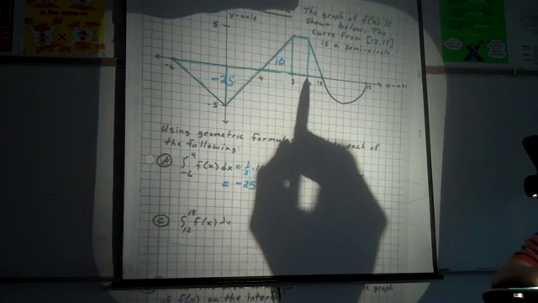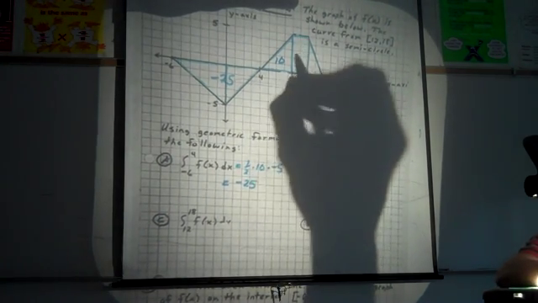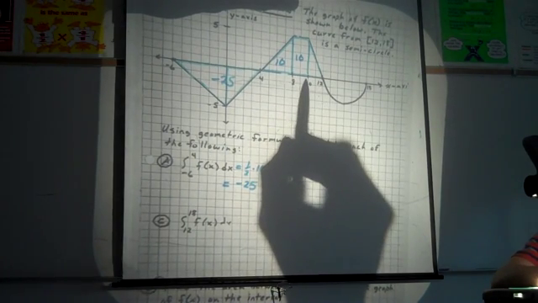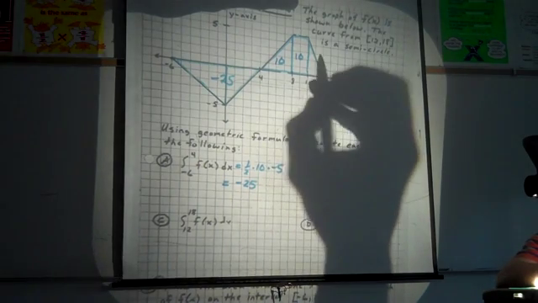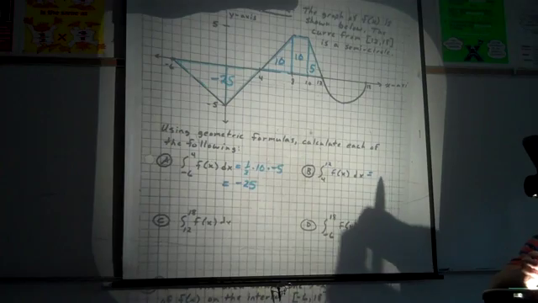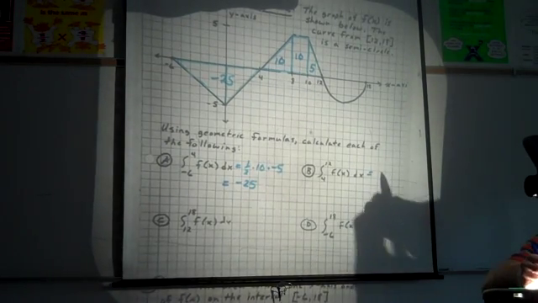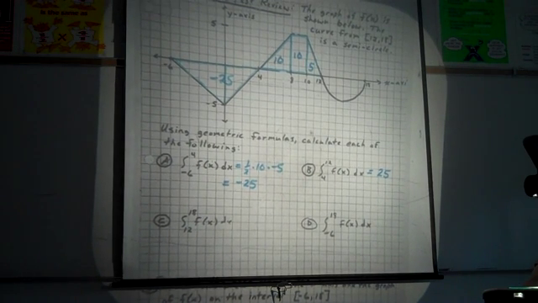How about from 8 to 10? What's that area going to be right in here? Right, 2 times 5 would be 10. How about this little triangle over here? It's 2 wide and 5 high. Right, 2 times 5 divided by 2 is 5. So this total integral down here would be 10 plus 10 plus 5, 25. Any questions about that?